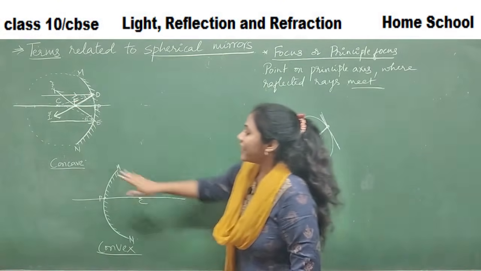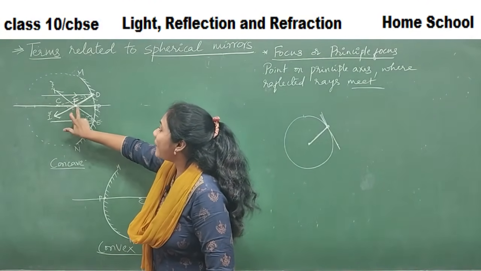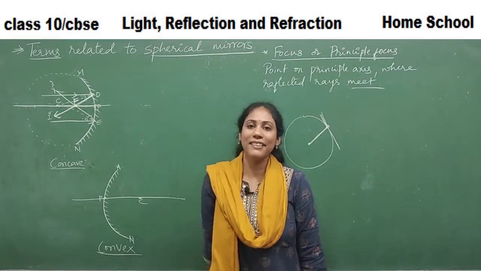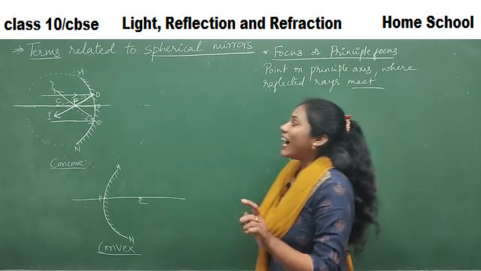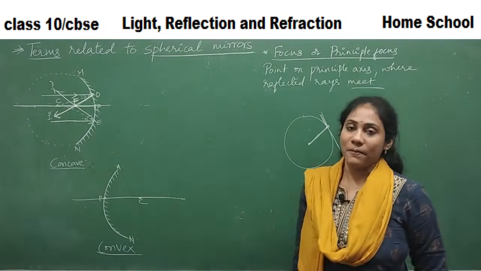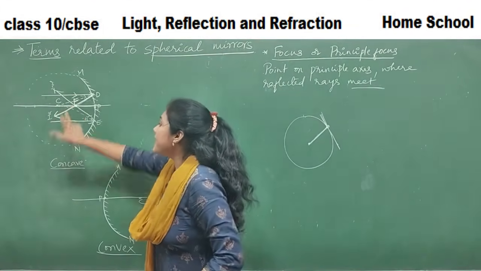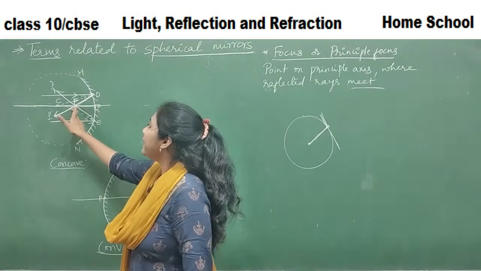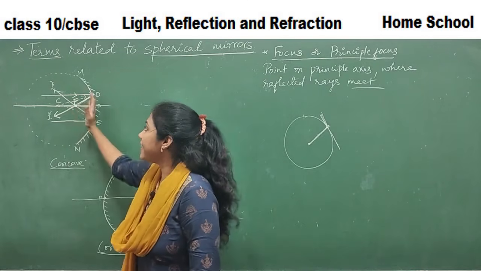In the case of a concave mirror, all the reflected rays will meet at a certain point on the principal axis. That particular point we are calling the focus. Clear? So this is how we get the focus in the case of a concave mirror. The focus point is obtained inside the mirror only, not outside the mirror. It is inside the mirror.